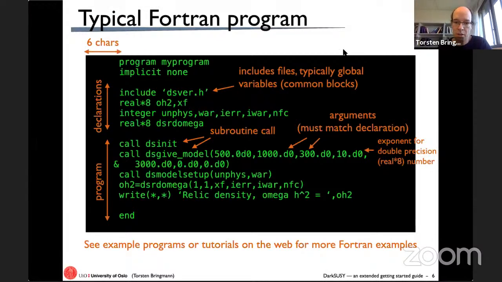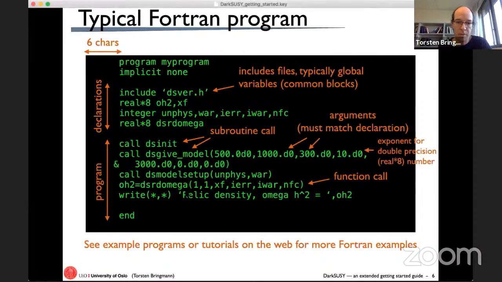Okay, and then we have a function call. These were subroutines. This is a function call, so it's directly assigned to a variable. And this is of course also useful. A continuation character, you can put anything there. Just if you put it in column 6, the compiler will interpret it as just one continuous line that doesn't stop here.